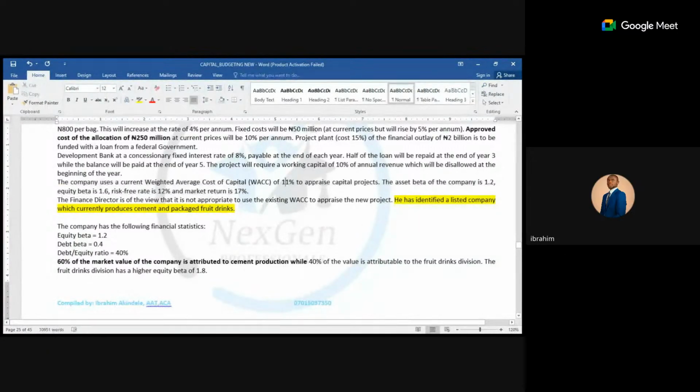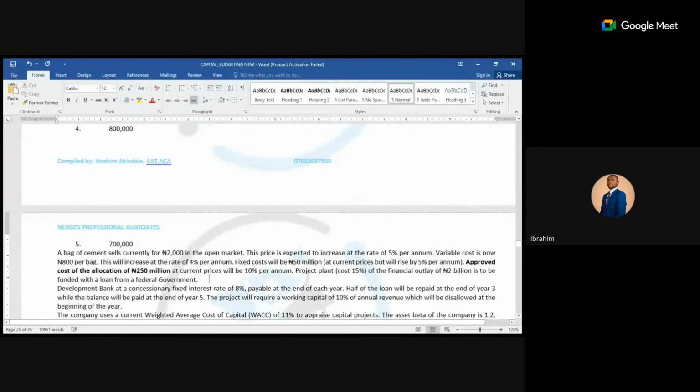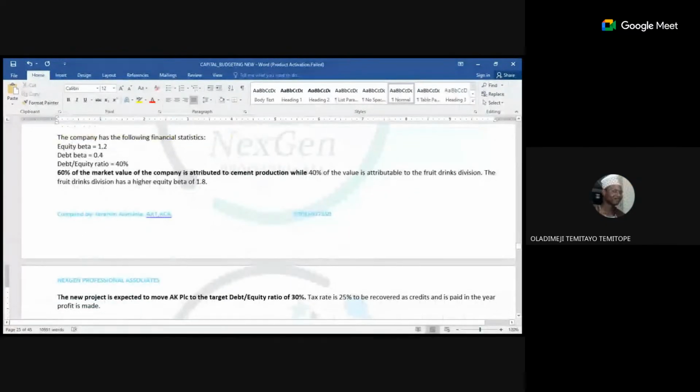And now, what is the level of gearing of the main company? 30%. Thank you. The new project is expected to move KPLC to the target debt to equity ratio of 30%.